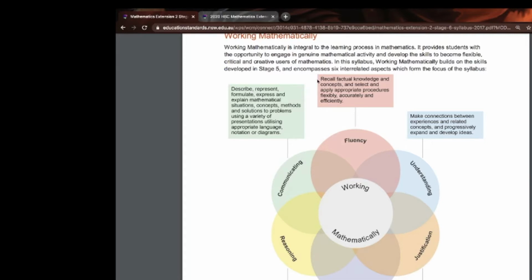Fluency. Recall factual knowledge and concepts, and select and apply appropriate procedures flexibly, accurately, and efficiently. So this is basically just how well you know the content, and then how well you can apply it to the question. So a lot of the most difficult questions in recent years have been ones where it's not initially obvious how you approach the question. So if you're very fluent with your mathematics, just like if you're fluent with a language, you'll be able to know how to address these questions even when they don't give you a lead-in or when they don't tell you.